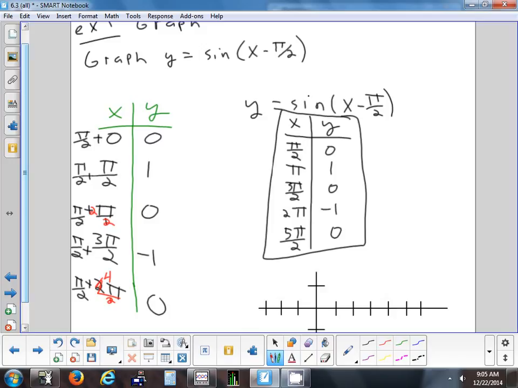Okay, so you know what? Does anybody want to see one with cosine instead of sine? We could change it to cosine. Yeah. Okay, let's do the cosine instead.